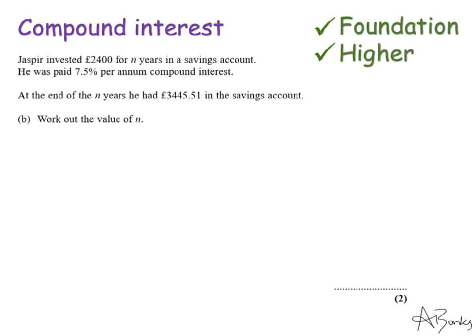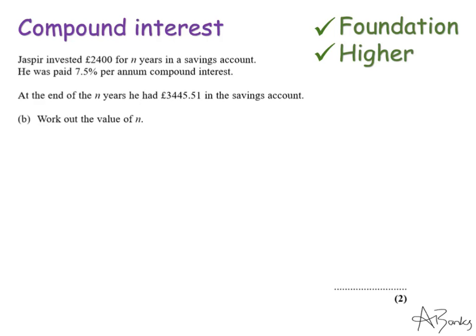There is one more key skill we need to know when working with compound interest, and this is when they ask you to work out the number of years, so it's working backwards. So this question says Jasper invested £2,400 for n years in a savings account. He was paid 7.5% per annum compound interest. At the end of n years, he had £3,445.51 in the savings account. Work out the value of n.